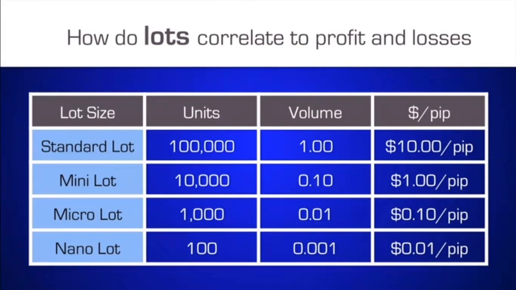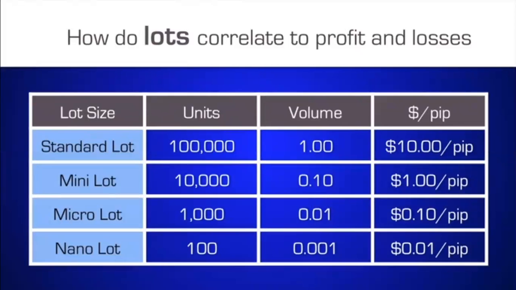Most standard size accounts will only let you trade between a standard lot and a micro lot. You would have to get a special account in order to trade nano lots. Those are pretty much trading pennies. You're actually making pennies off of a pip versus 10 cents per pip.